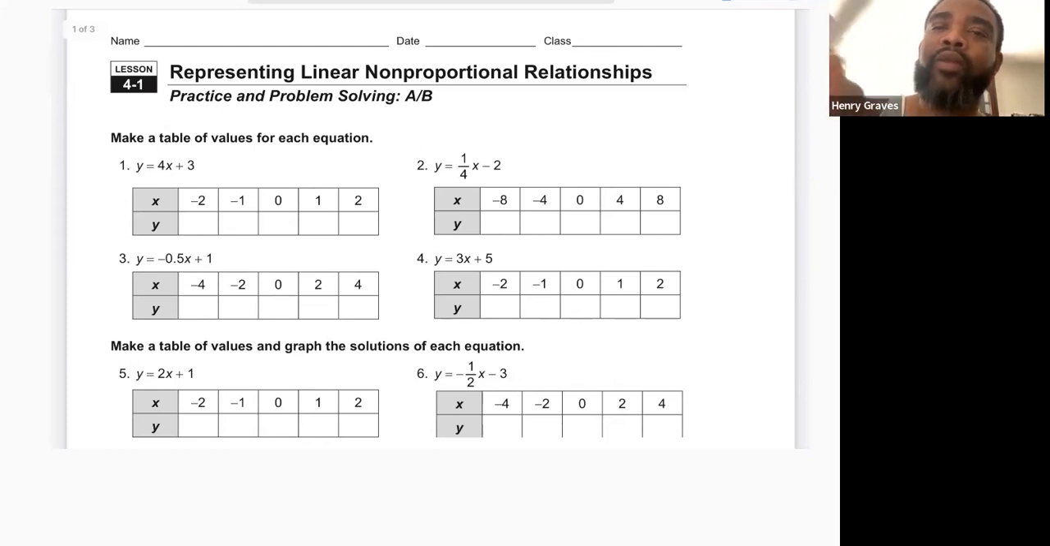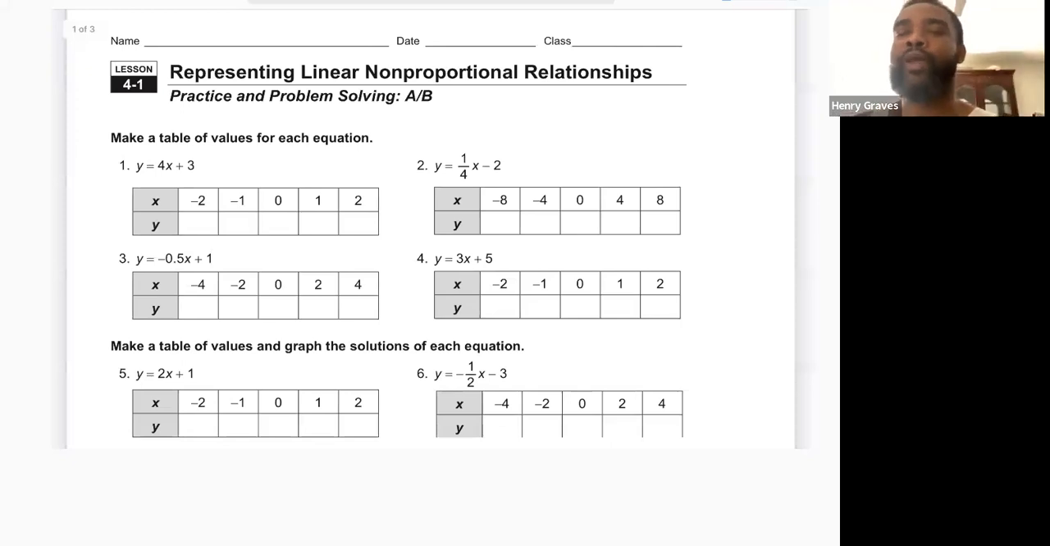Okay, good. So for this one here, we have 4x plus 3. Essentially, what I'm going to do is complete the table by replacing the x numbers, right? So for this first y, I'm going to replace the x with -2, so it's going to be 4 times -2 plus 3. So that'd be -8 plus 3, which is -5. So this would be -5 over here.